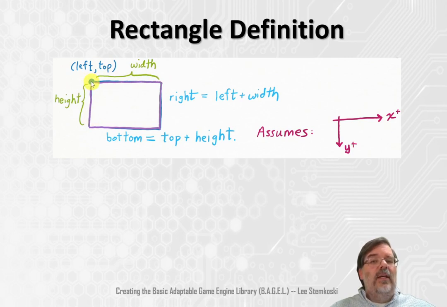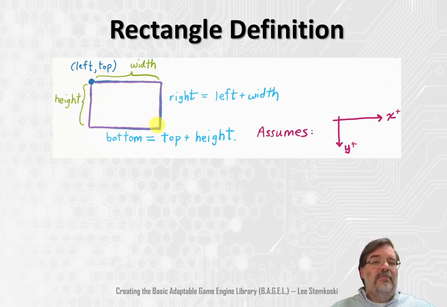Now, to make our code easier, when we eventually write a rectangle class, we'll also define two more values to make our code more readable. The right edge of the rectangle can be calculated from the coordinate of its left edge plus its width. The bottom edge of a rectangle can be calculated from its top coordinate plus its height. And those values completely specify a rectangle.